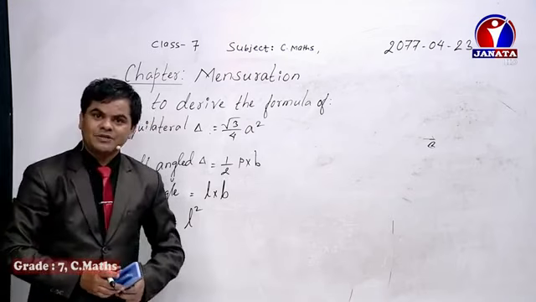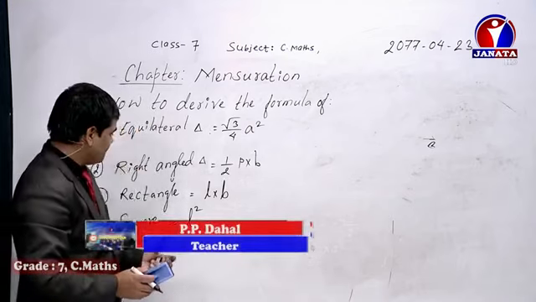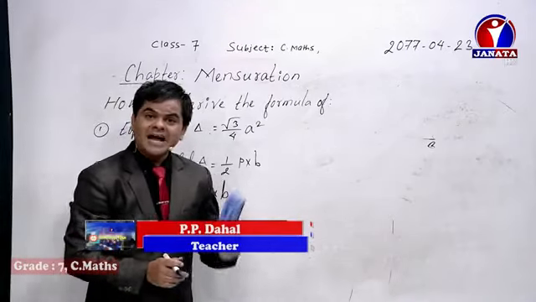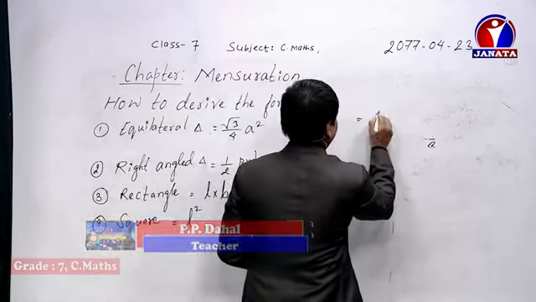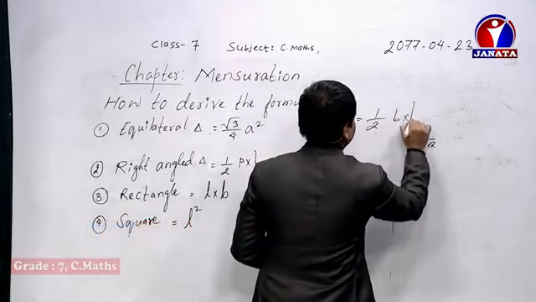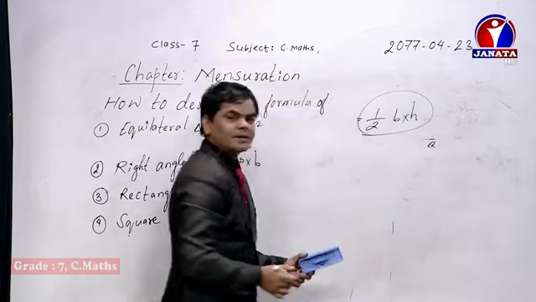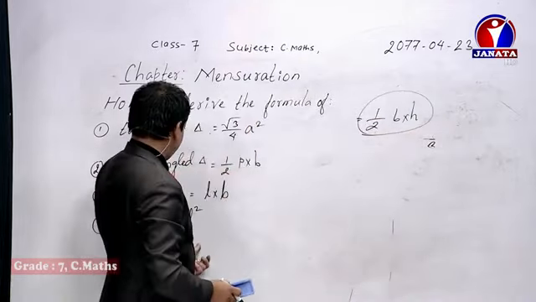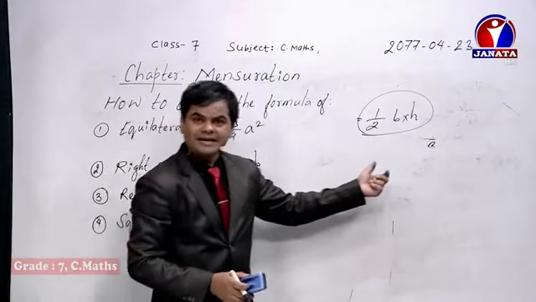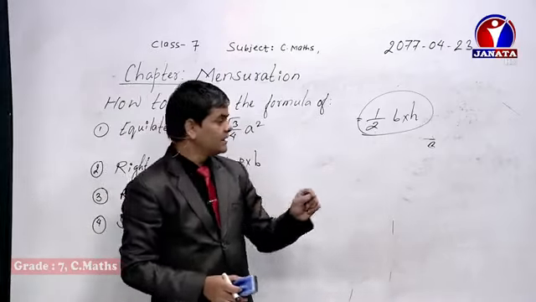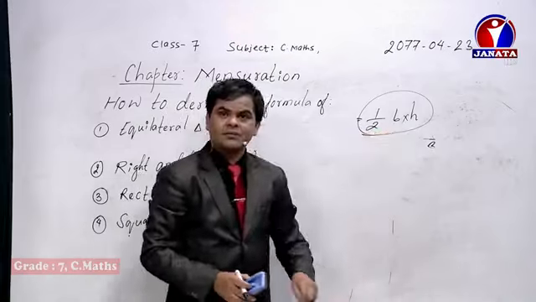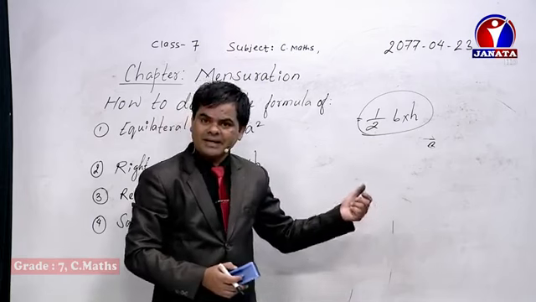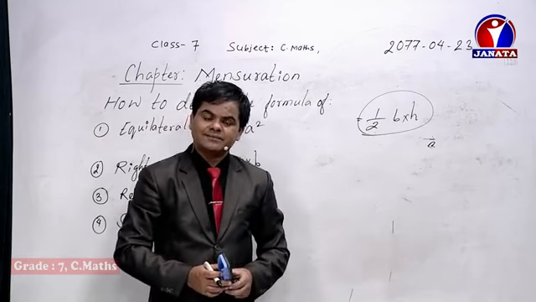Okay, thank you so much for attending. Next time we'll use another formula. I just want to write here 1 by 2 base into height, another formula. Previously we found the formulas of 4 figures using only one formula. So by using 1 by 2 base into height, we can find out all the rest of the figures. We'll discuss in the next session of mathematics class. Thank you so much for attending mathematics class.